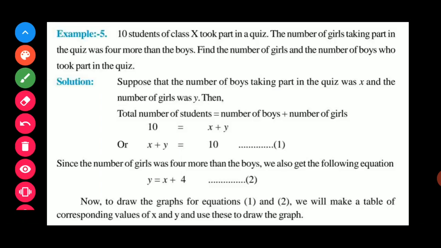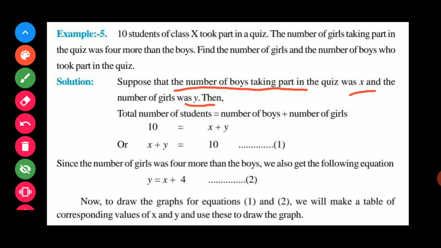Now example 5. So you have to see here, 10 students of class 10 took part in a quiz. The number of girls taking part in the quiz was 4 more than the boys. Find the number of girls and the number of boys who took part in the quiz. So this is your solution. Suppose the number of boys taking part in the quiz is x and the girls is y.